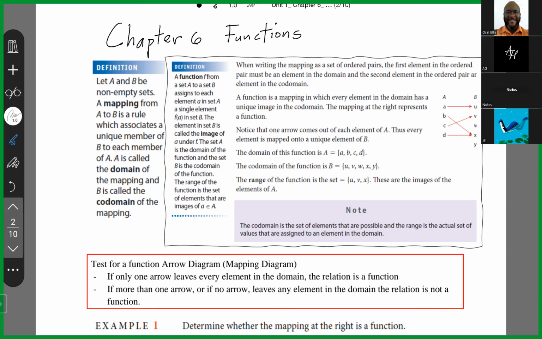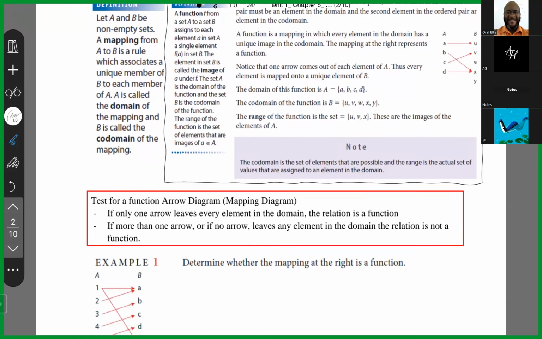Now, this is the test. If one arrow leaves every element in the domain, the relation is a function. Now, if more than one arrow, or if no arrow leaves any element in the domain, the relation is not a function. I'll say that again.